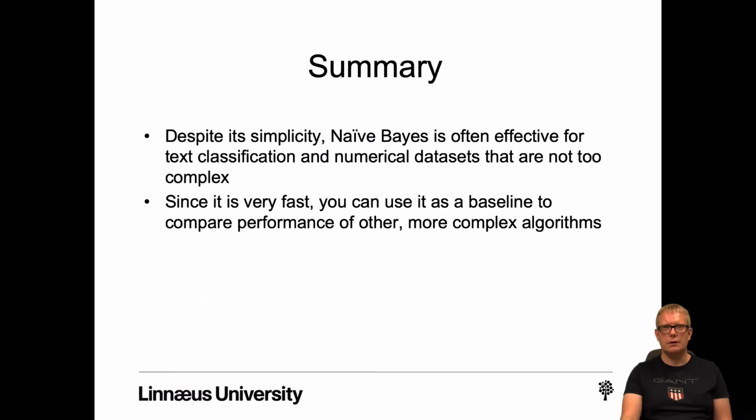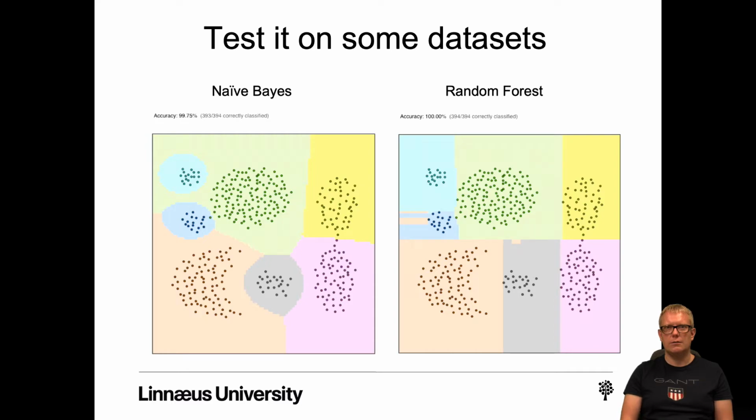So to summarize, despite its simplicity, Naïve Bayes is often effective for text classification and numerical datasets that are not too complex. Since it's very fast, we can use it as a baseline to compare the performance of other, more complex algorithms. If we test it on some datasets with a number of clusters, we see that Naïve Bayes is almost as good as the random forest, which is a very accurate algorithm in most cases. It clearly divides the different clusters.